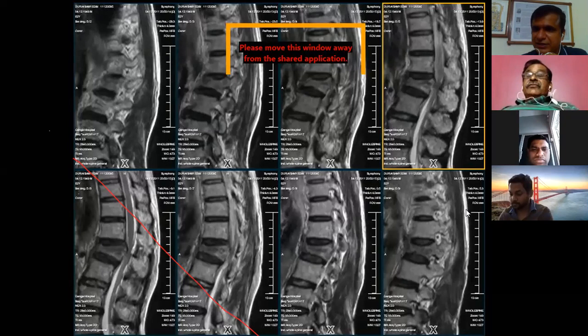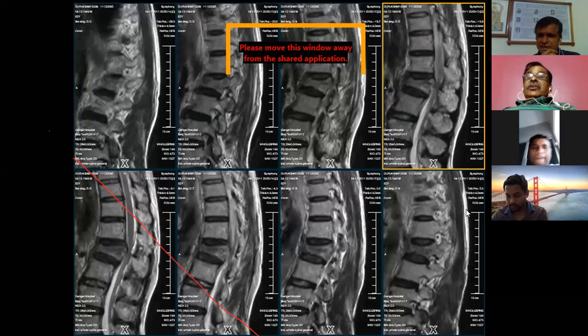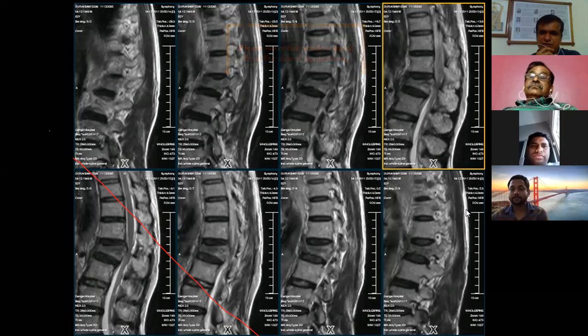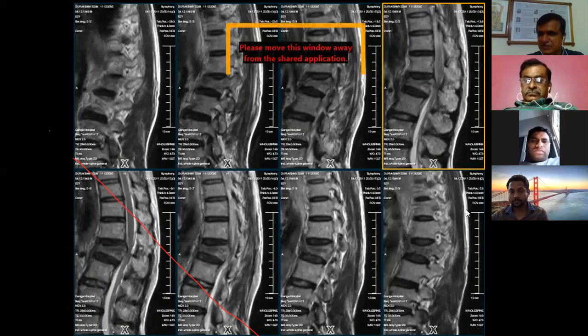Yes, sir. And the next point is, what is the role of vertebroplasty and kyphoplasty in spinal injuries? Sir, actually, vertebroplasty and kyphoplasty are mainly for osteoporotic compression fractures which are not healing. So, osteoporotic fractures, we treat mainly by conservative management. If the patient is not responding.